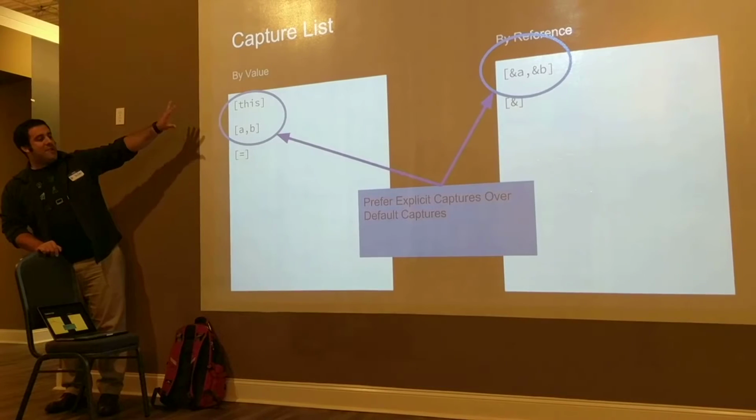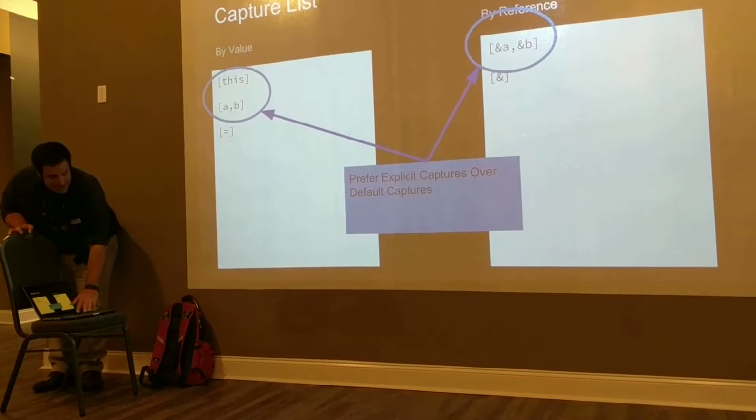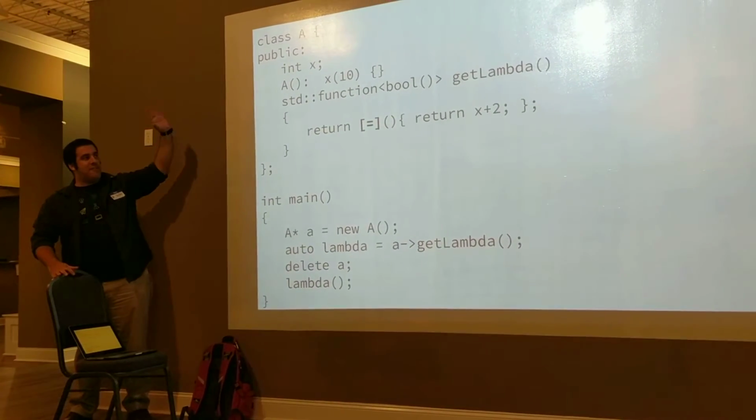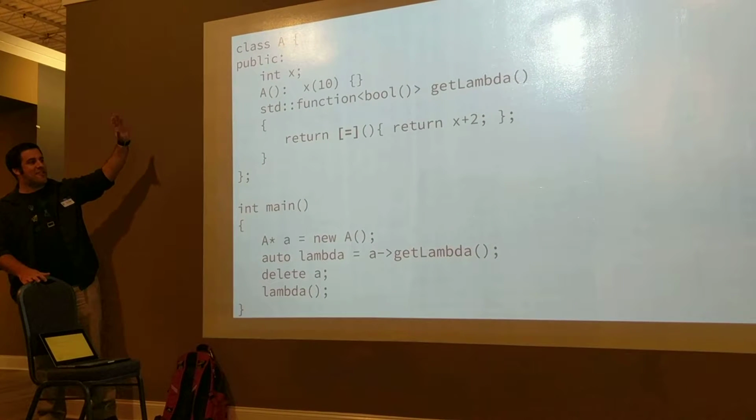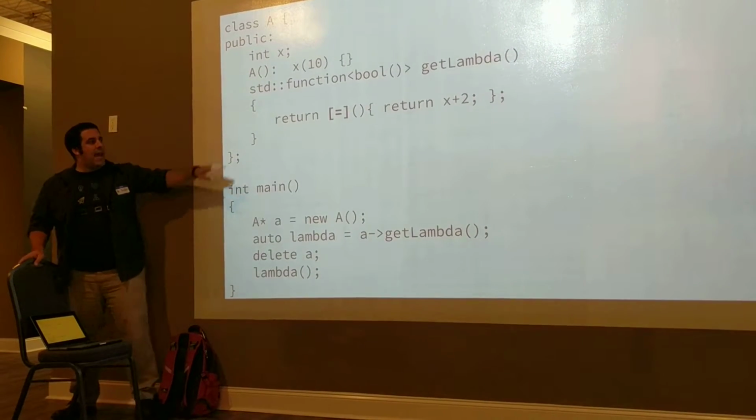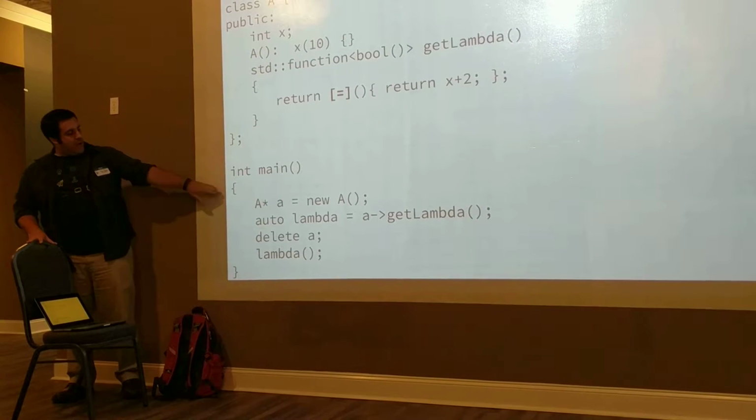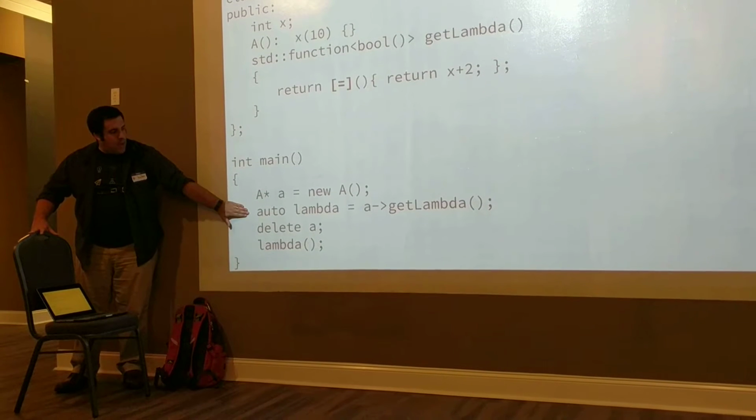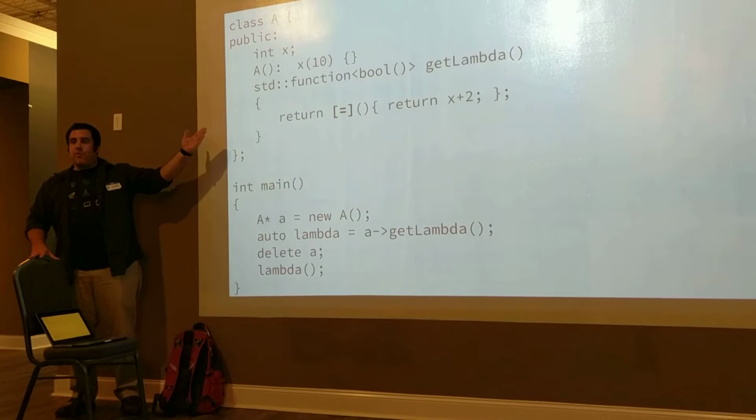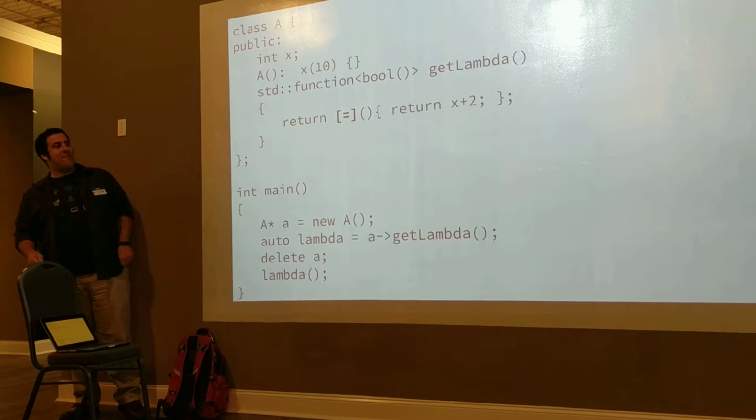You want to prefer explicit captures over the default captures. There's an interesting case why you want to do this. Take, for example, this line of code. I have a class, it's, again, stupidly simple, has an int x, and I have a function that returns a lambda, get lambda. And I'm capturing everything by value. And down here, I initialize A, I get the lambda, I delete A, and then I call the lambda. Since I'm capturing by value and not reference, it should all work. But this actually has undefined behavior.